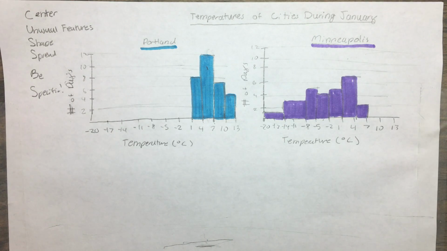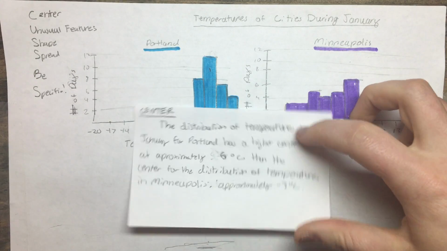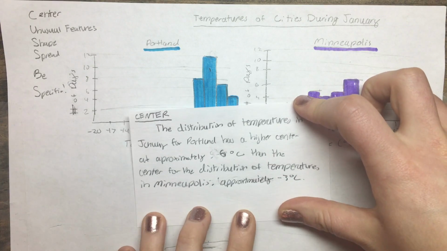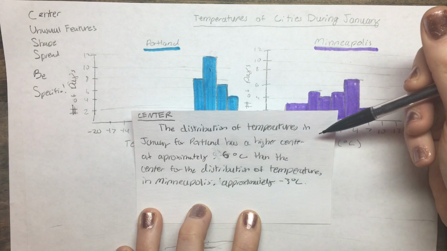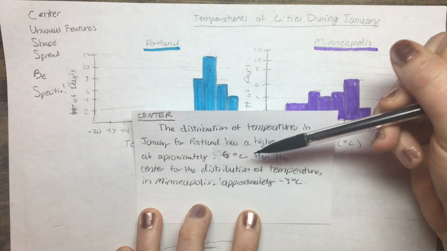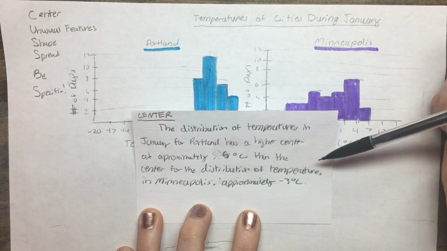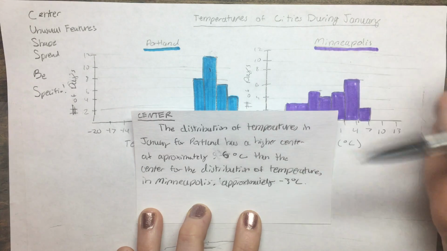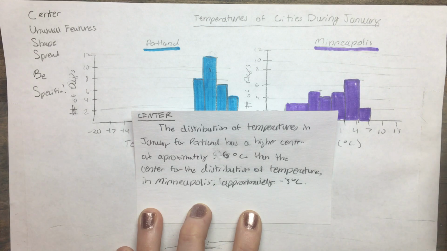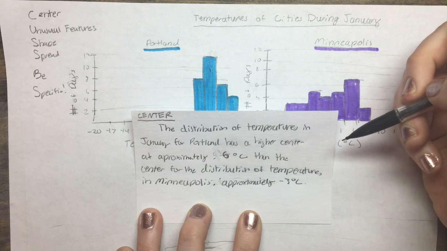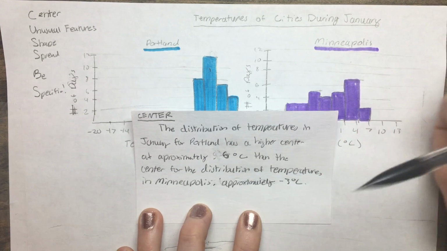Okay, so this is what we have for center. The distribution of temperatures in January for Portland has a higher center at approximately 6 degrees Celsius than the center for the distribution of temperatures in Minneapolis, approximately -3 degrees Celsius. So I always start off with center. I try to go in the order.